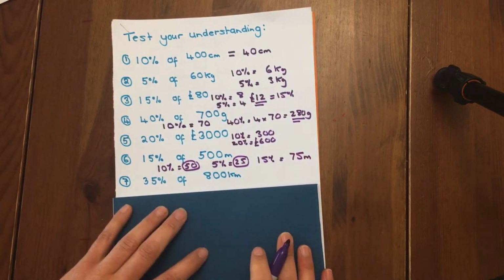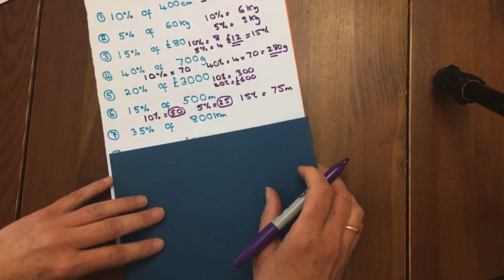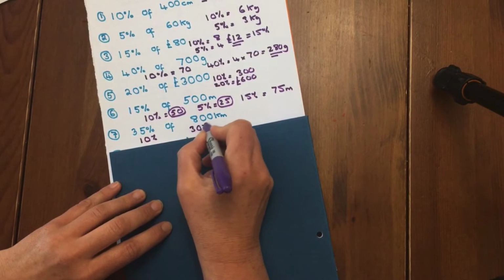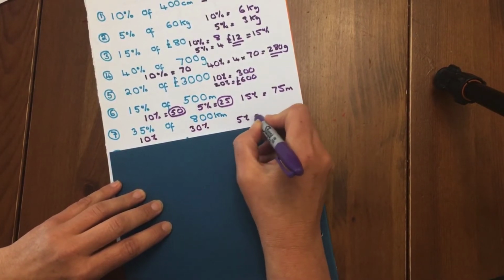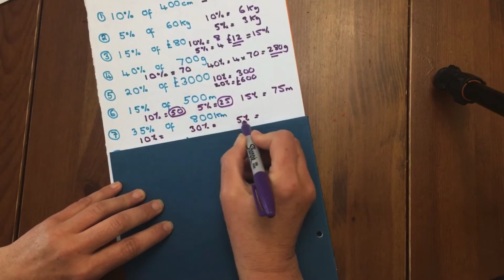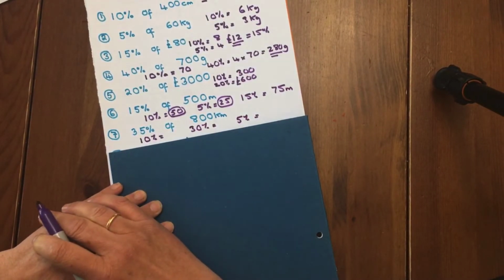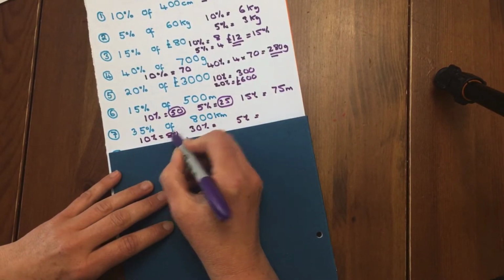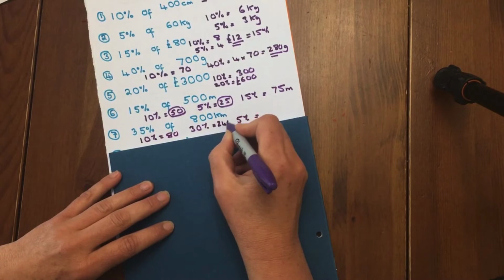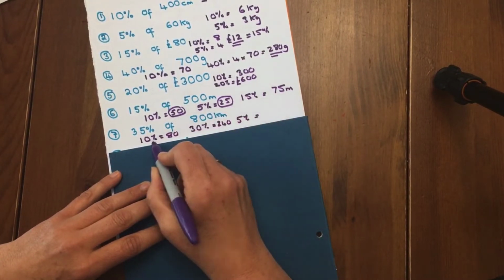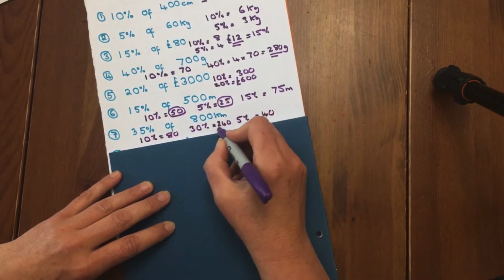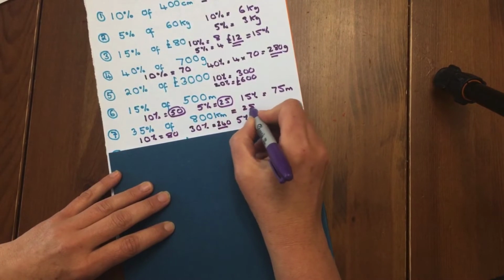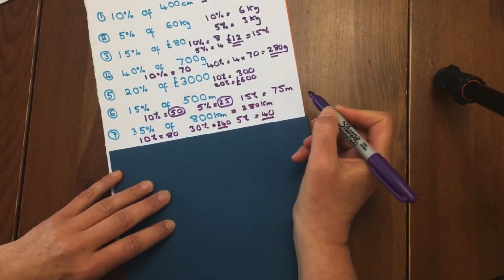Okay, question 7, getting really hard now, really tricky. To move this up a bit, we will always work out 10% first, then I'm going to find 30%, and then I'm going to find 5%. Then I'm going to put these two together to get my final answer. 10% would be 80. 30% will be 3 lots of 80. 5% will be half of 10%. Then I'm going to add these two together to get 35%. So my answer is 280 kilometres.